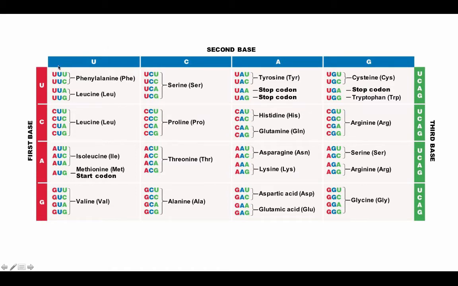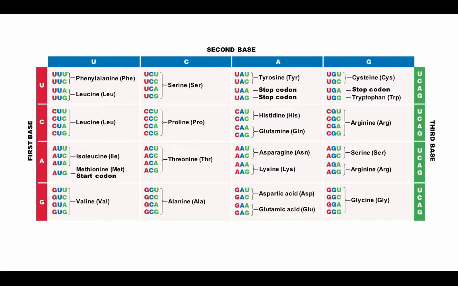So as you go down the column, the second base is U all the way down, second base is C all the way down, second base is A all the way down, second base is G all the way down. And then within the boxes, you've got the third base: U, C, A, and G. Okay, so if you plot your triplet code on here, this shows you what amino acid you've coded for.